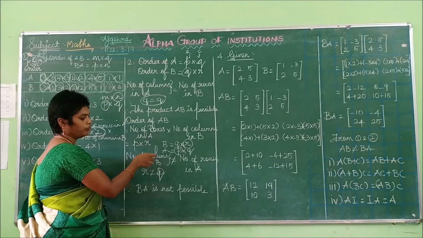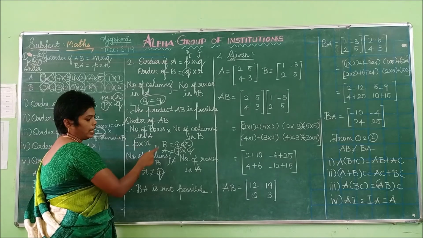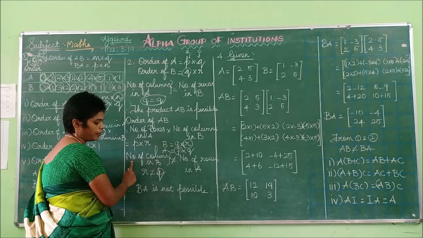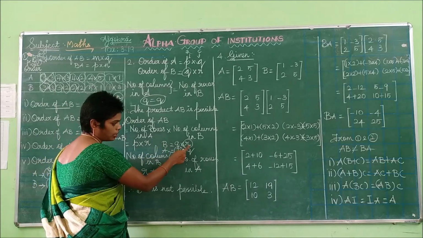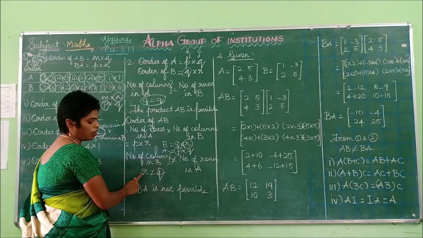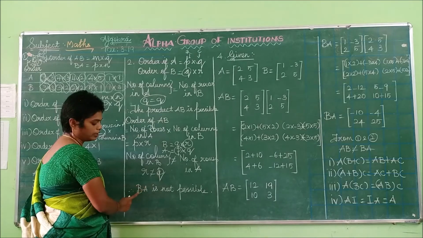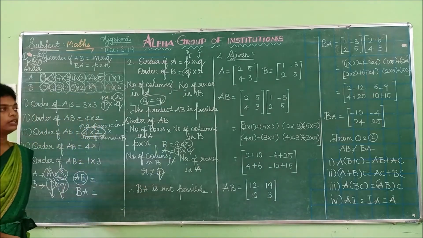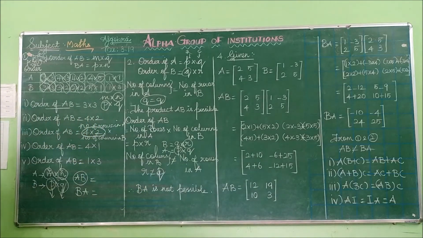Then you have to find the product for BA. So first check the condition. Number of columns in B is here R. Number of rows in A is P. So R is not equal to P, then BA is not possible. Then move on to the third question.